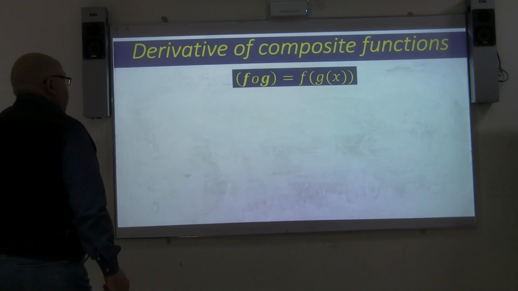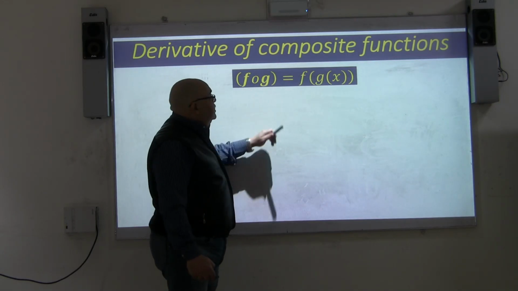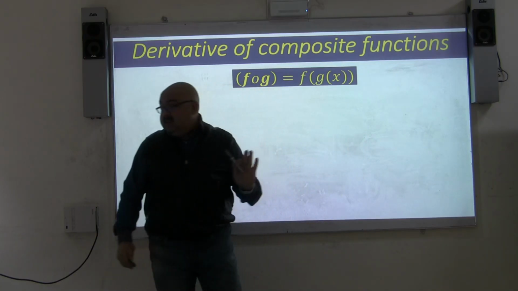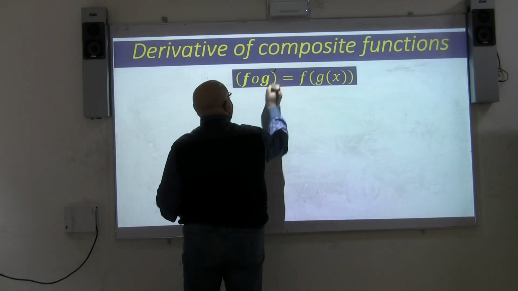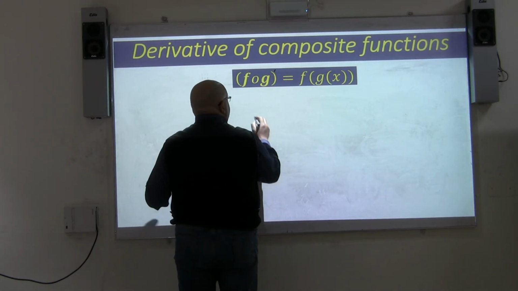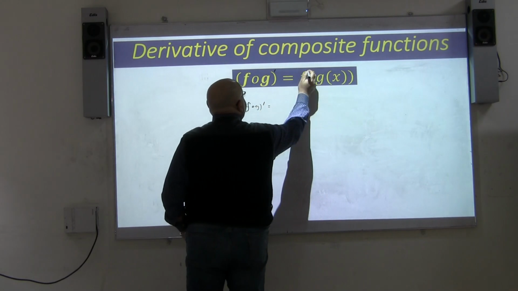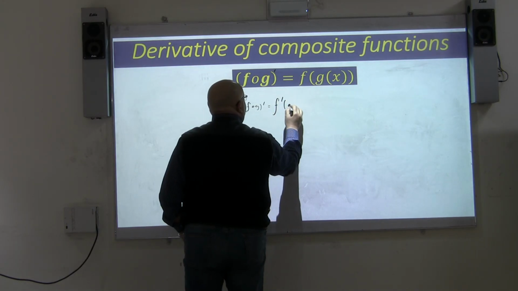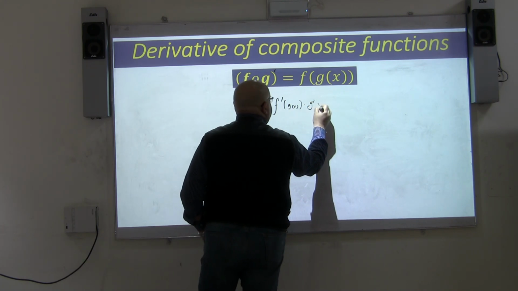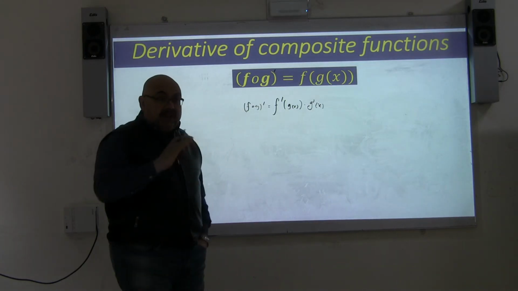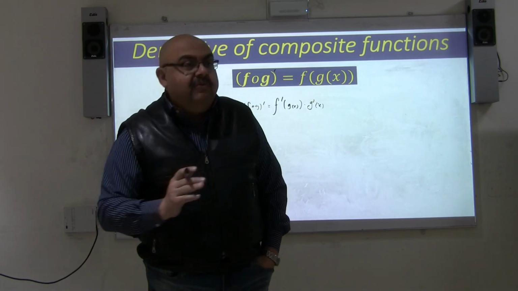For composite functions, you know that I can write f after g, or f composite g, which means f of g of x. If I want to find the derivative of this function, all I have to do, in order to get the f composite g derivative, is first take the derivative of f, which is f dash of g of x, then times the derivative of the inner function, which is g dash. So what I'm doing is differentiating the outer function, then times the derivative of the inner function.